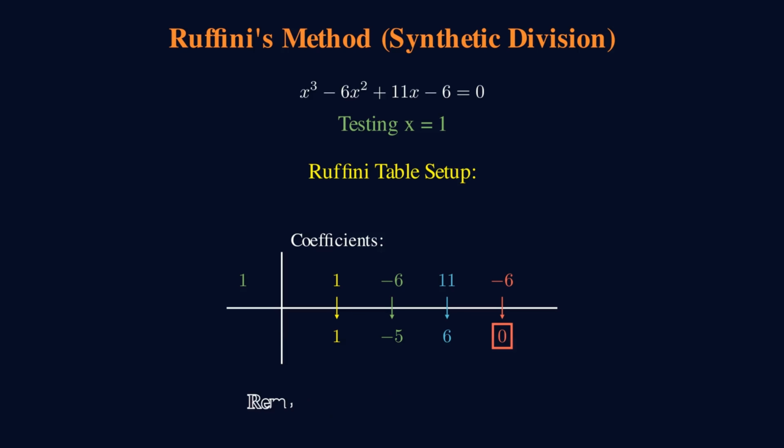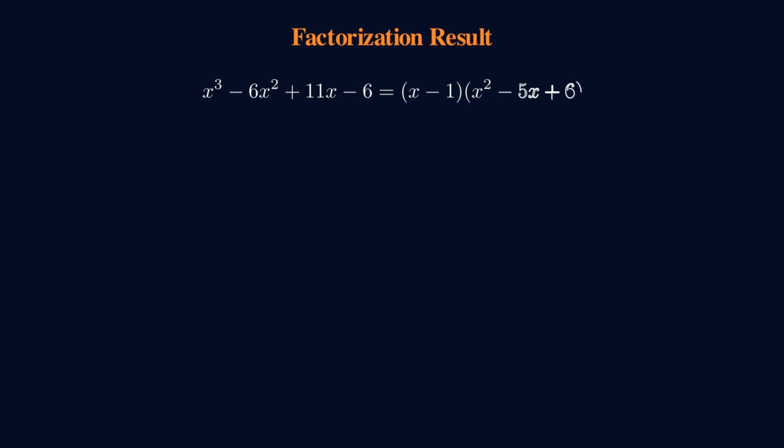Since we got 0, this means x equals 1 is indeed a root of our cubic equation. The other numbers in the bottom row, 1, negative 5, and 6, give us the coefficients of the quotient polynomial x squared minus 5x plus 6. Our original cubic equation now factors as x cubed minus 6x squared plus 11x minus 6 equals (x minus 1) times (x squared minus 5x plus 6).